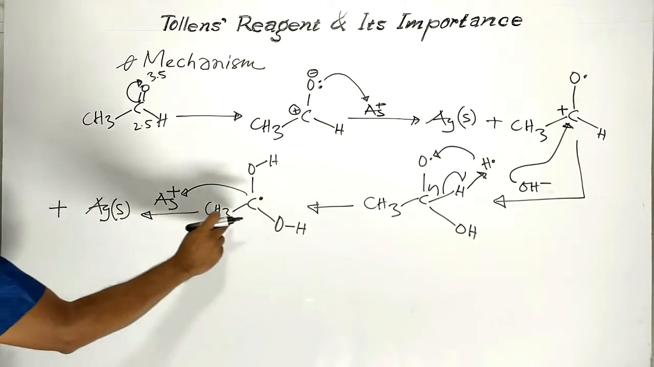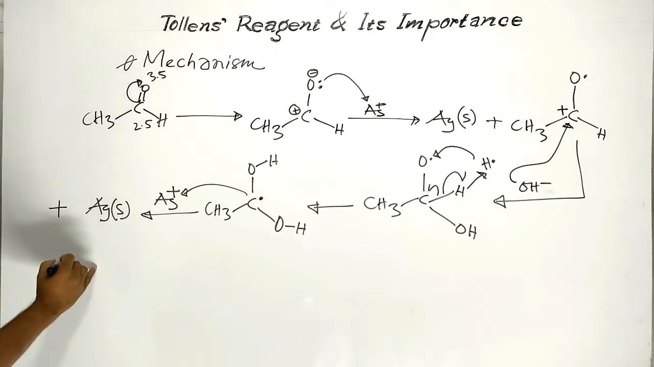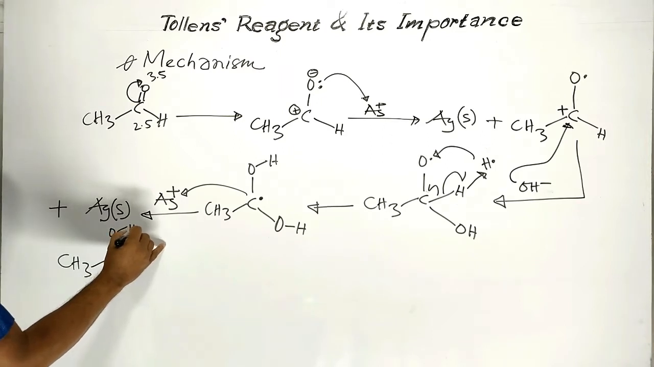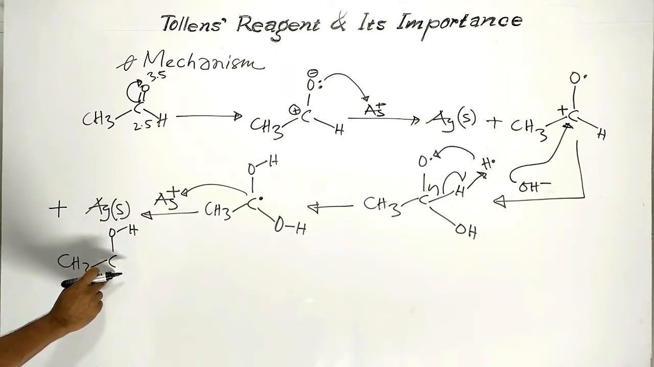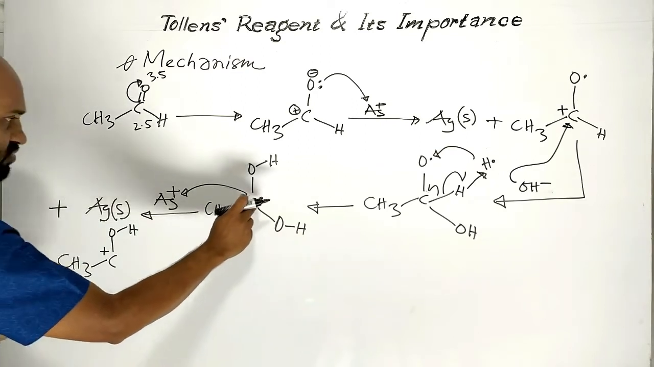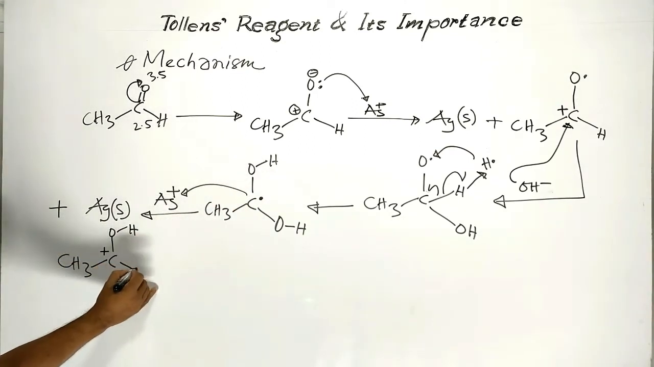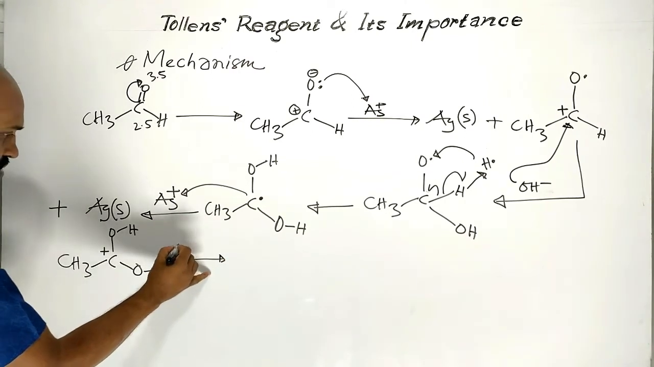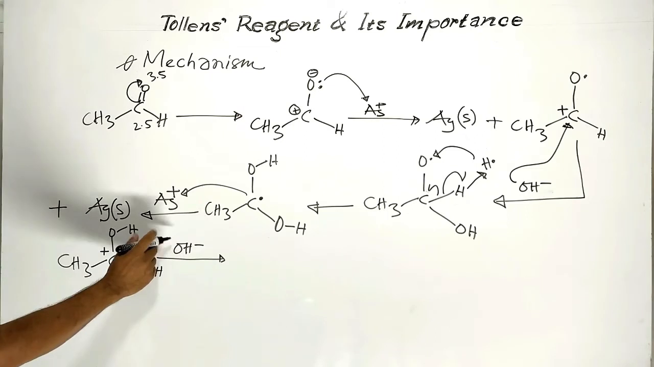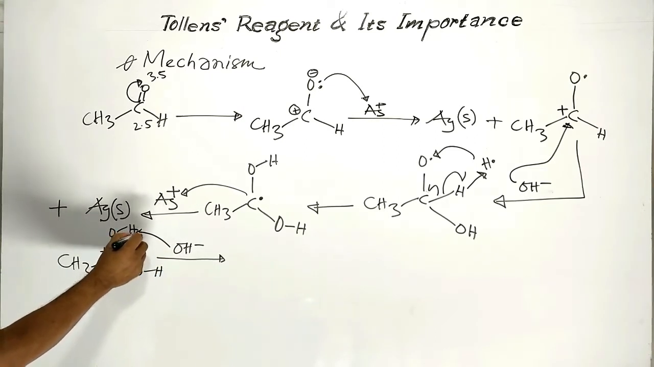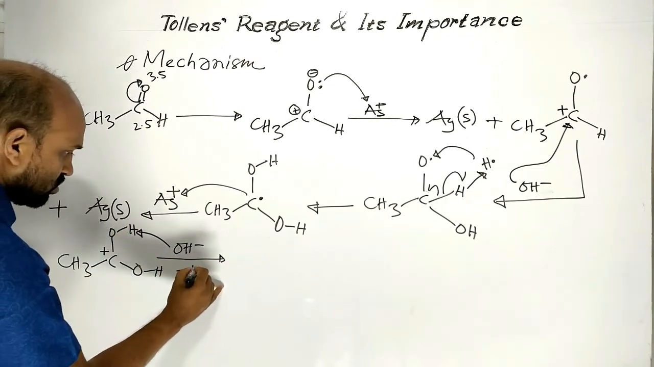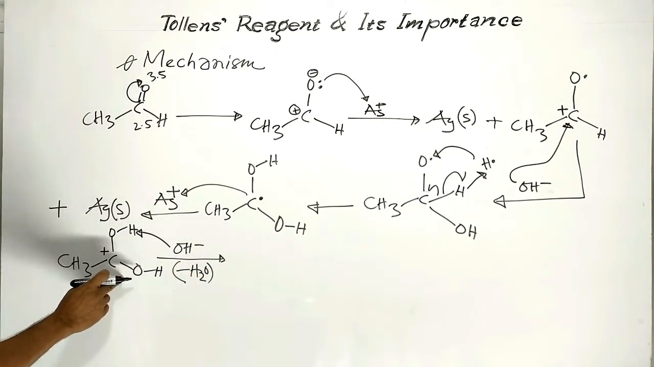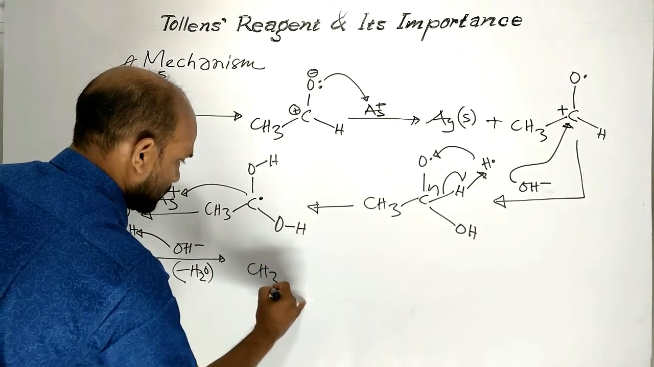And then from this ion, this is obtained: CH3, OH. Now this carbon gets positively charged after losing this electron. Here OH. Then OH from the solution combines with this hydrogen to form water that is removed from the reaction. Then this is obtained.